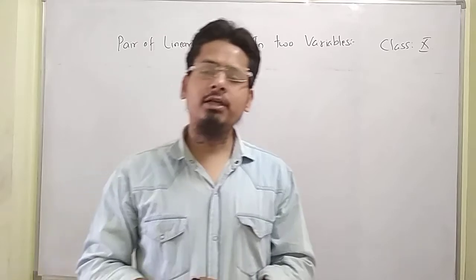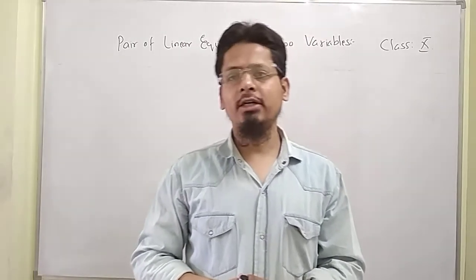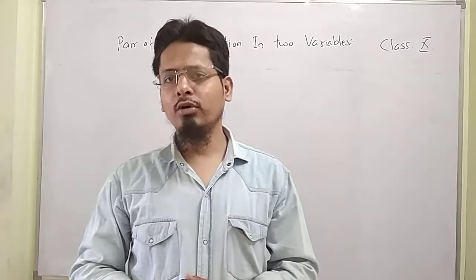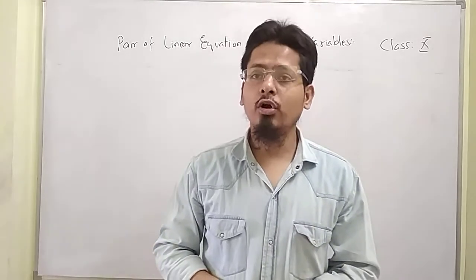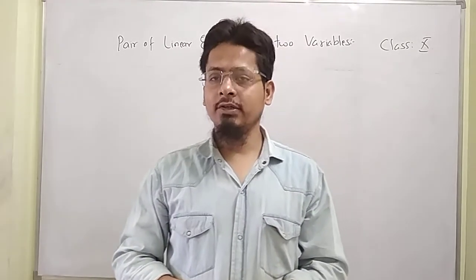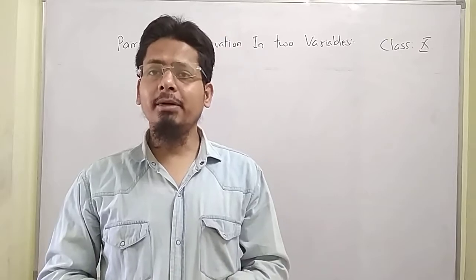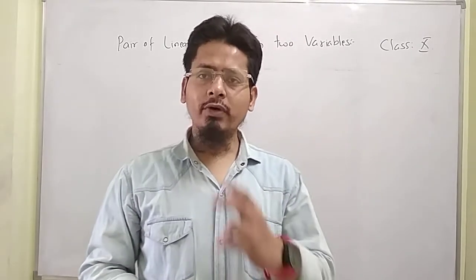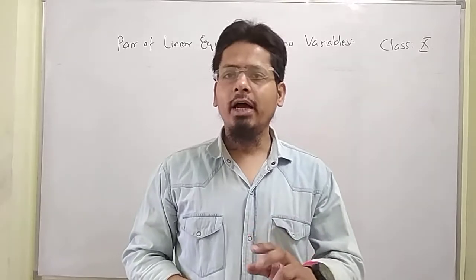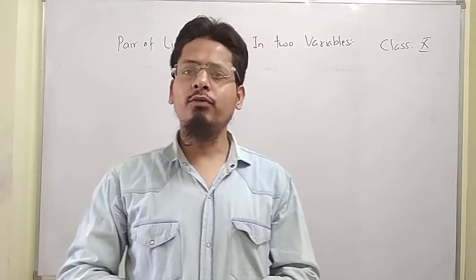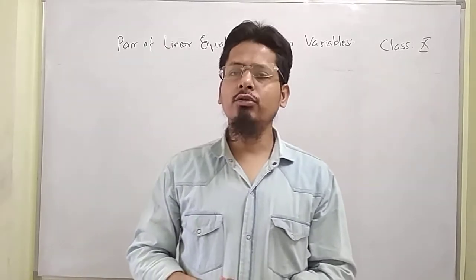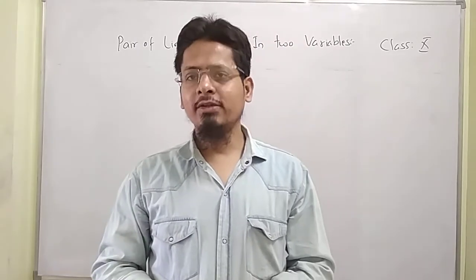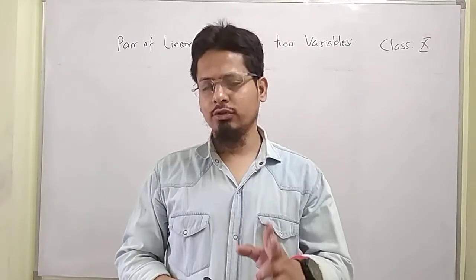Also we will learn the solving method for the value of x and value of y, meaning the solution of the lines. Okay, children, it is also called simultaneous linear equations. What is the meaning of simultaneous? Simultaneous means together. So here we have the two variables x and y, and with the help of two equations we will find out the value of x and y, and that solution will satisfy both the equations.